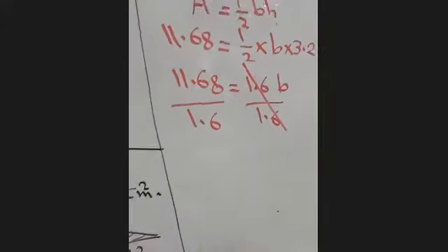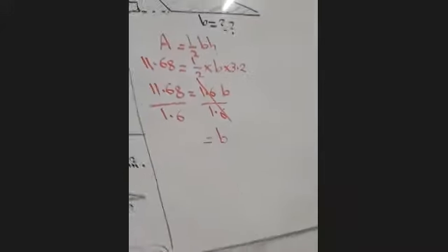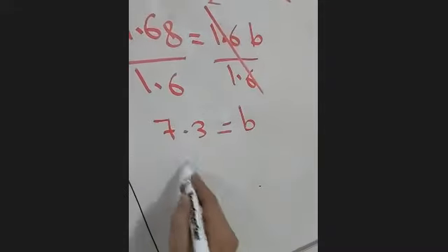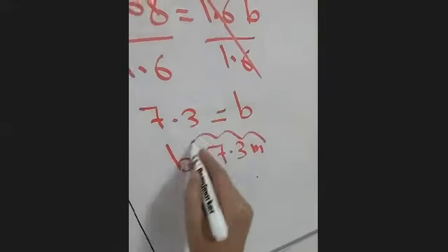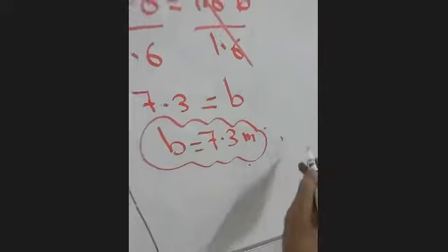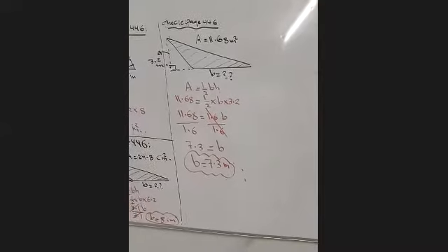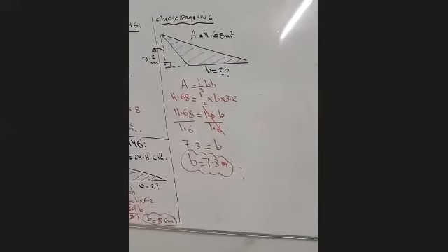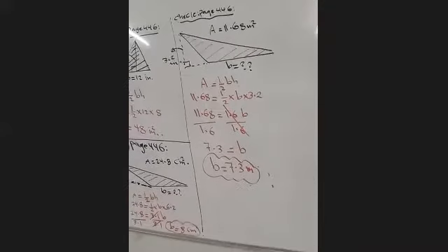Done. B stays and equal, and here make division. The answer should be, Marwan, 7.3. So the base is 7.3 what? Meter. This is the check page 446. Thank you, Marwan. Copy, guys.